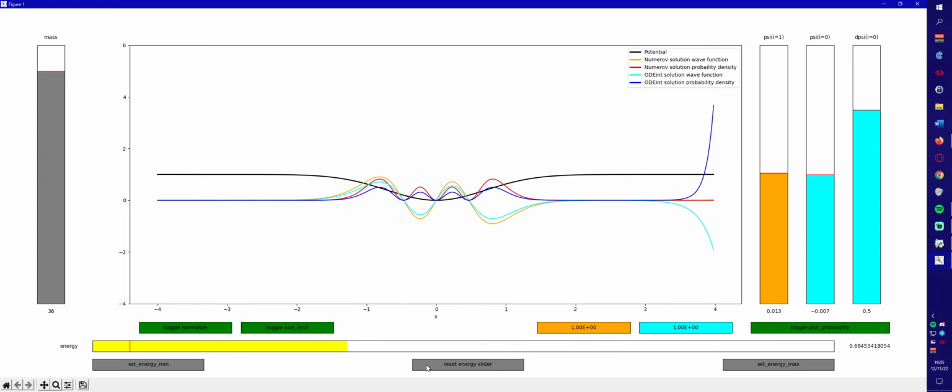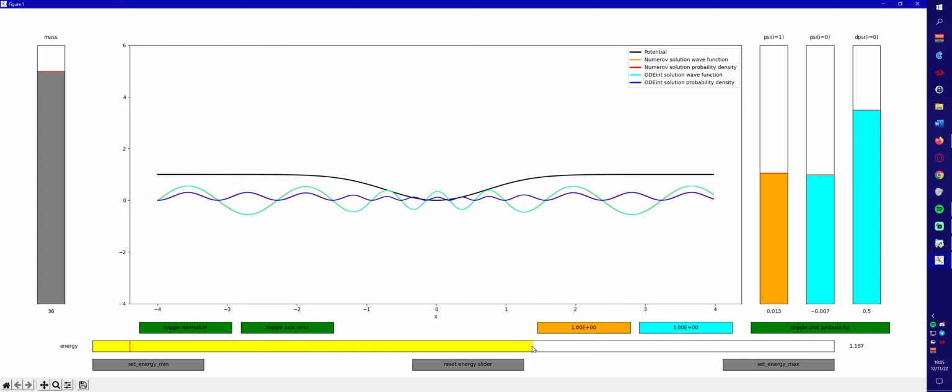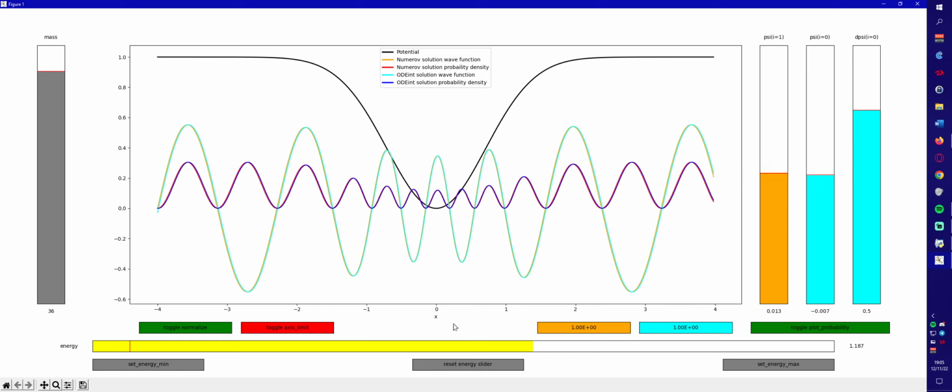We can reset the energy here, and we can look for a different one. All right.